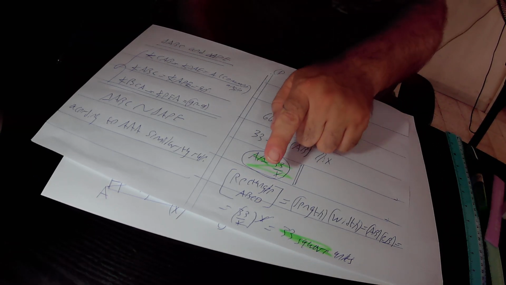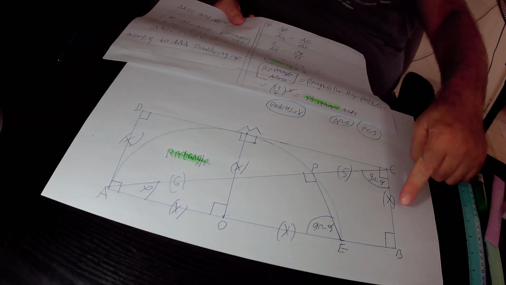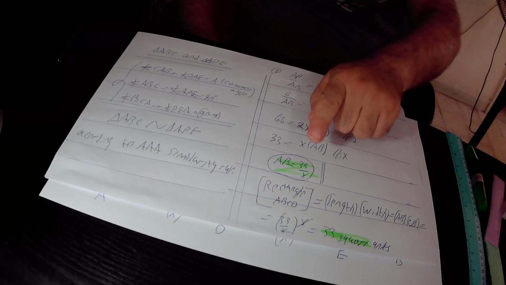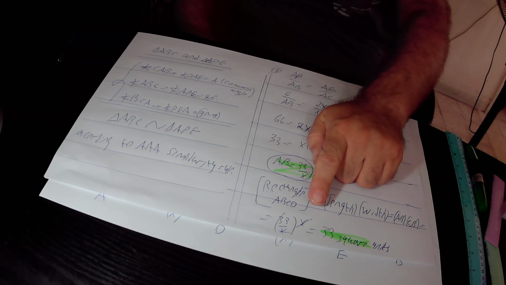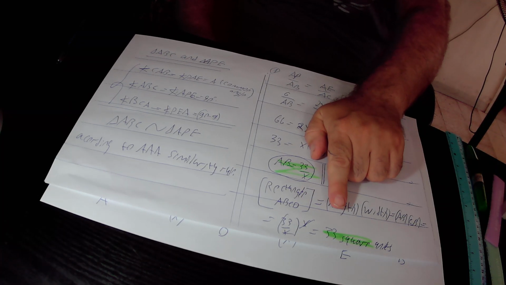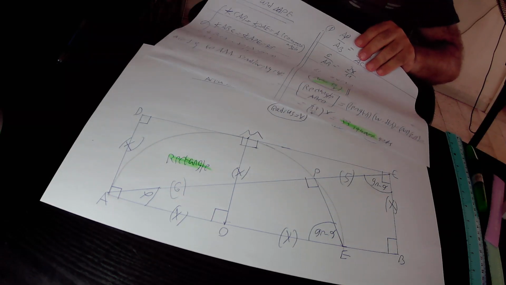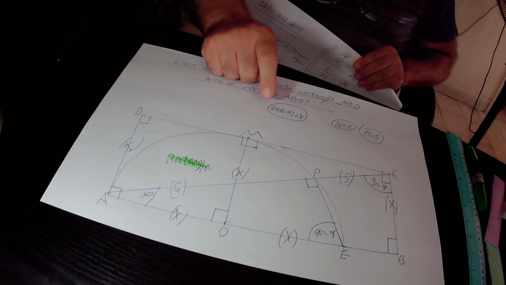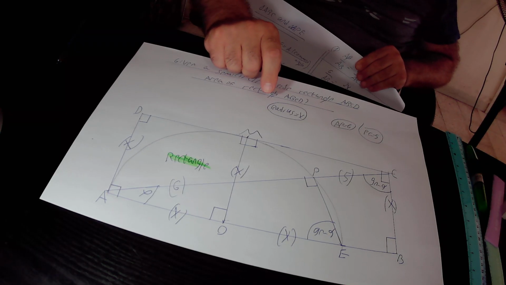AB is 33 over x and CB is x. So in total, the area of rectangle ABCD must be equal to 33 over x times x. We have x in the numerator and x in the denominator, so x will get cancelled, and we are left only with 33. So in total, we find that the area of this rectangle ABCD is equal to 33 square units. We finish with the first question.